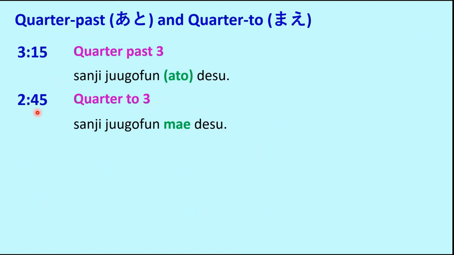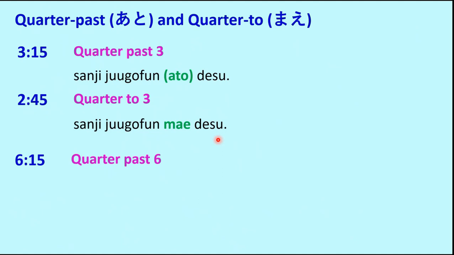So in a straightforward way, 2:45 will be Niji yonjugo-hun desu. Yonjugo is 45, and hun. So 2:45 will be Niji yonjugo-hun desu. But if we want to express it as quarter to 3, then it can be said as Sanji jugo-hun mae desu. That is 15 minutes to 3.